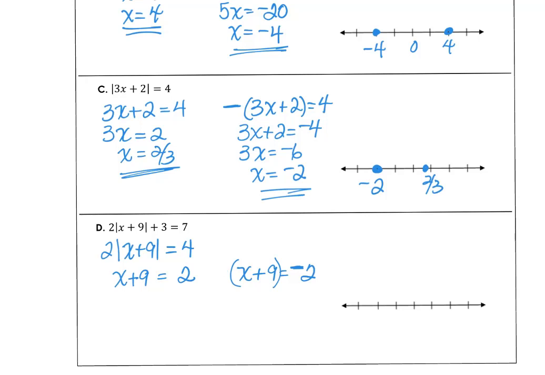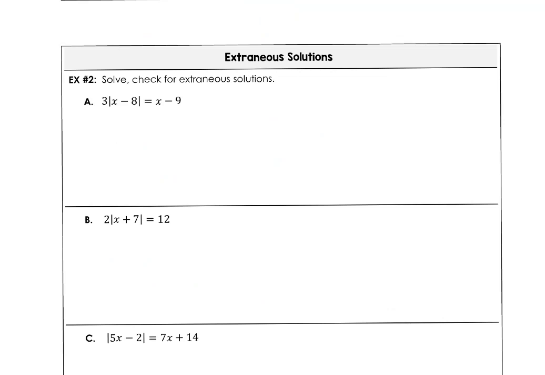So solving for x in both equations, we're going to get x is negative 7 from this solution, or x is negative 11 from this solution. If we call this tick mark negative 11, then this tick mark would be negative 7. Here we want to investigate some absolute value equations that have extraneous solutions, possibly.